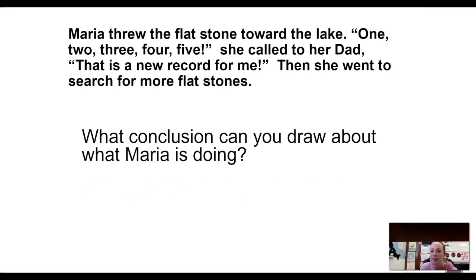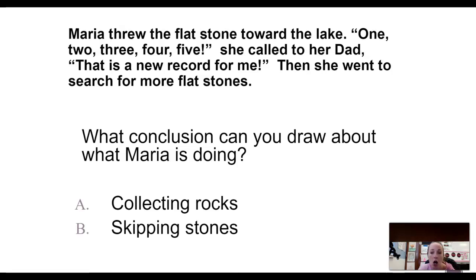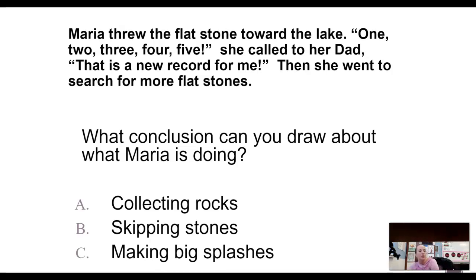So nowhere in there did it say what Maria is doing. It didn't tell us she was baking or biking or anything like that. We have to use the clues. So let's look at what we have here. A, is she collecting rocks? B, is she skipping stones? Or C, is she making big splashes? So let's look at our clues.